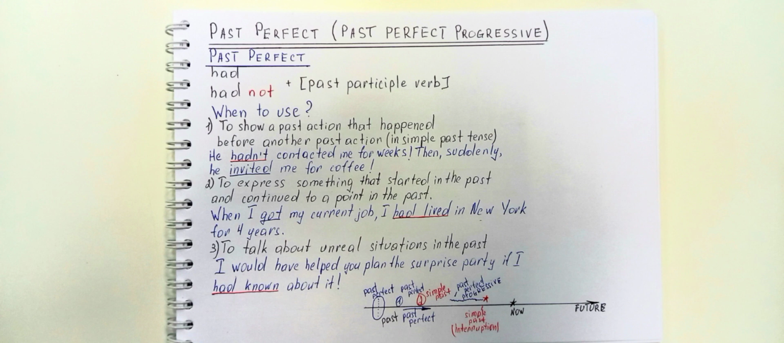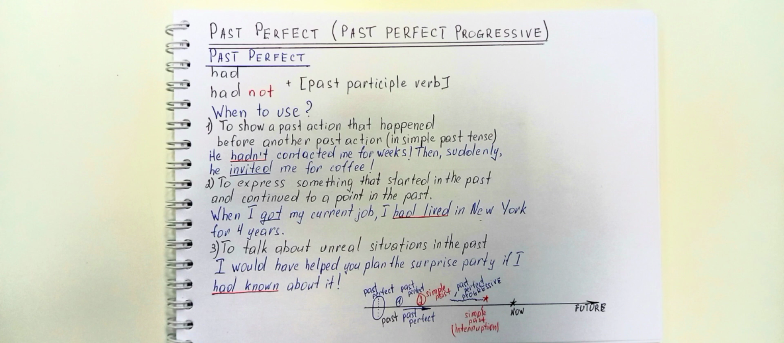Okay, so finally let's move to the third point for using past perfect. We use past perfect to talk about unreal situations in the past. You might see this used with things like would have, could have, and should have.